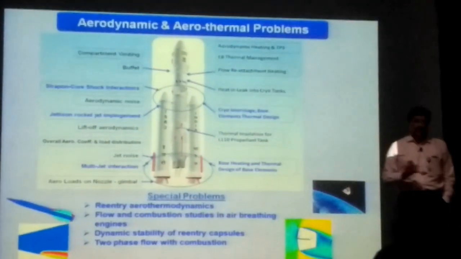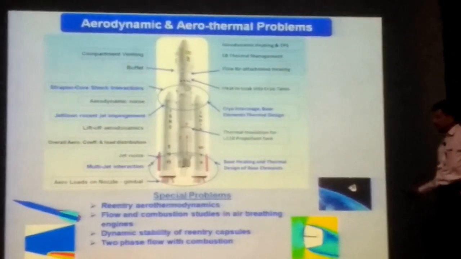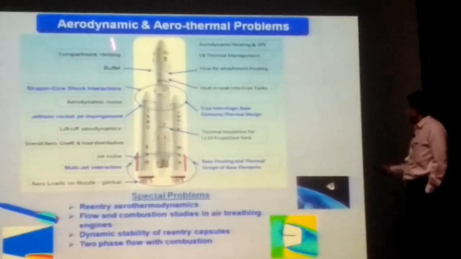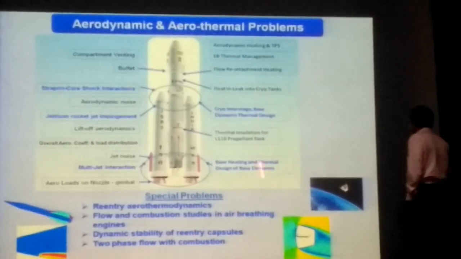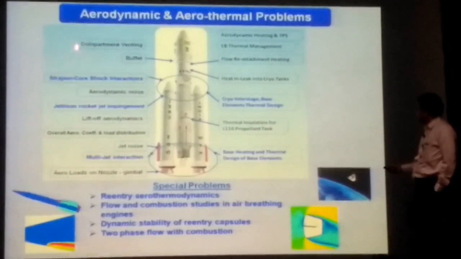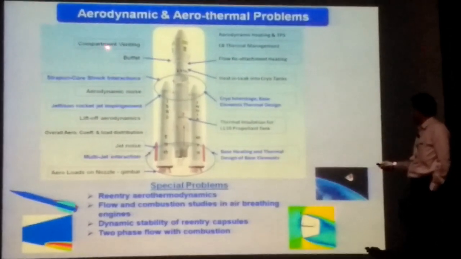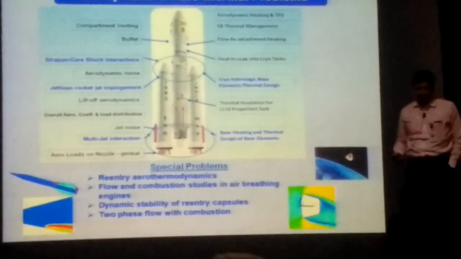And what are the aerodynamic and aerothermal problems for this launch vehicle? On the left side you have all the aerodynamic problems, and on the right side you have all the aerothermal problems. The aerodynamic problems, if you start from the top, is the compartment venting. This is where the satellite is housed.